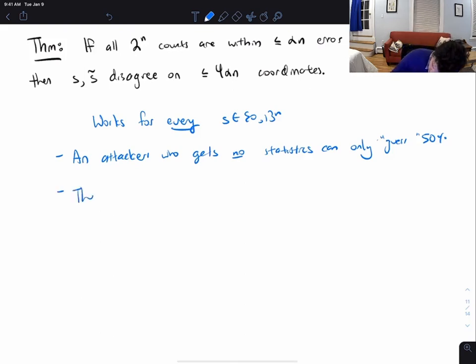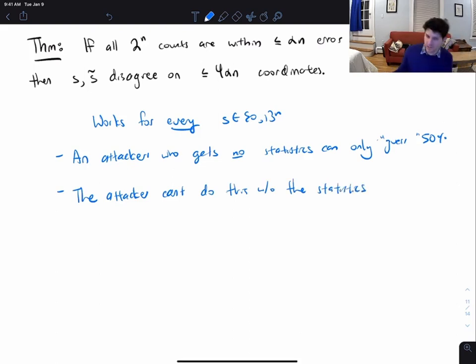So the attacker can't do this without the statistics. That's important. And secondly, maybe in the real world, the disease only occurs among 5% of people. So if I just answer nobody has the disease, I'm actually accurate to within 5%. But because it works for all statistics, I'm not just using prior information that the disease is rare. The attack has to work.